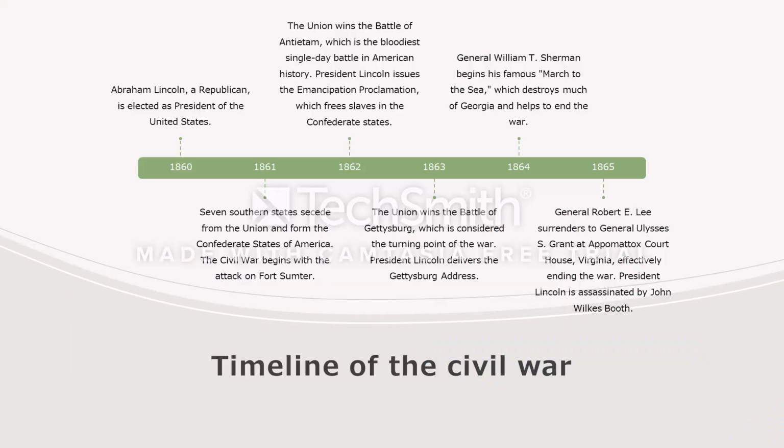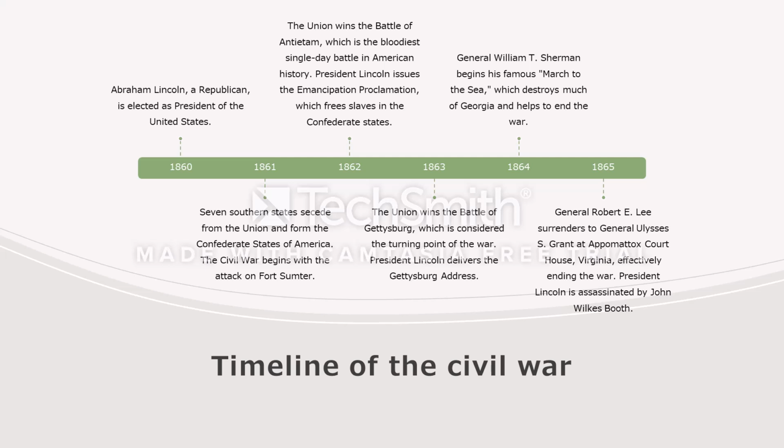All right, what are the main events that took place here? We have Abraham Lincoln as a Republican in 1860. You'll be surprised, a lot of people think he's a Democrat. No, he wasn't. All right. In 61, seven southern states secede from the Union to form the Confederacy. In 62, we have the bloodiest battle in a single day in American history. President Lincoln issued the Emancipation Proclamation.